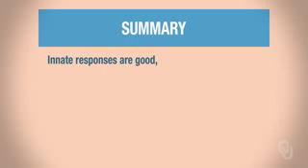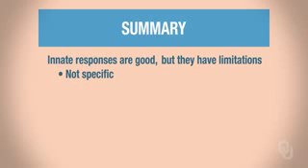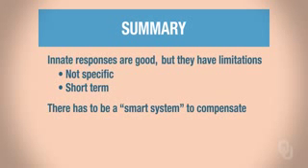So innate responses are really good. They're quick, but they have their limitations. They're not specific. They're not going to kill specific bacterial species, for example. And they're also short-term. They don't last very long. So the problem with it is that because they're short-term and they're not specific, then you have to have a smart system. And that's what adaptive immunity is all about. So in the next part, we're going to start discussing adaptive immunity, and specifically we're going to look at characteristics of your B and your T cells.